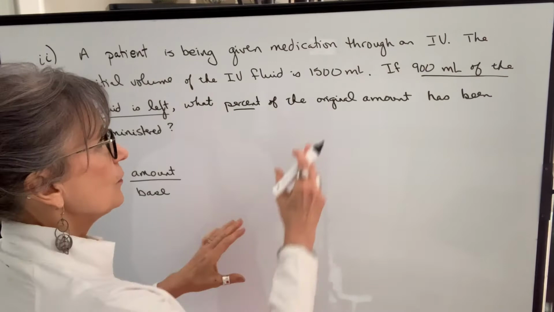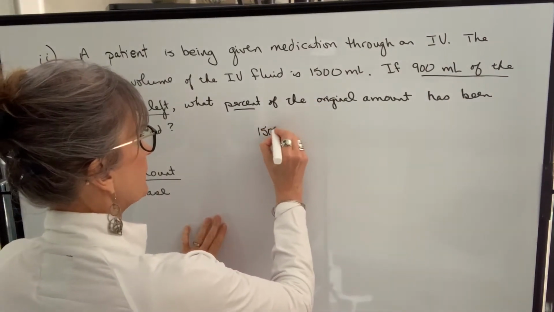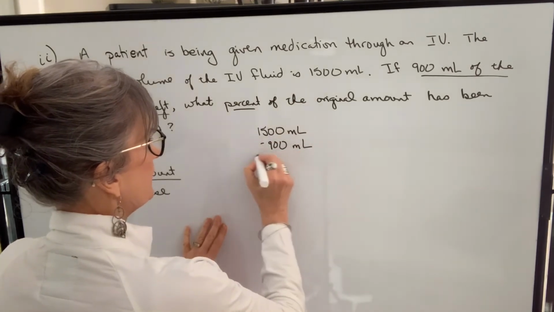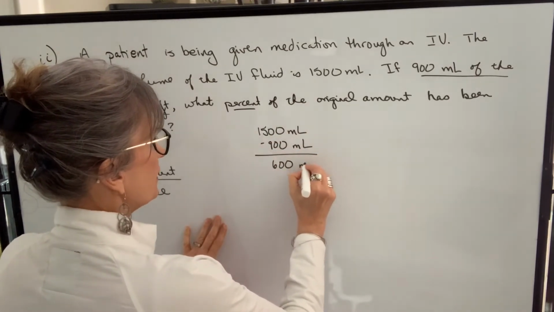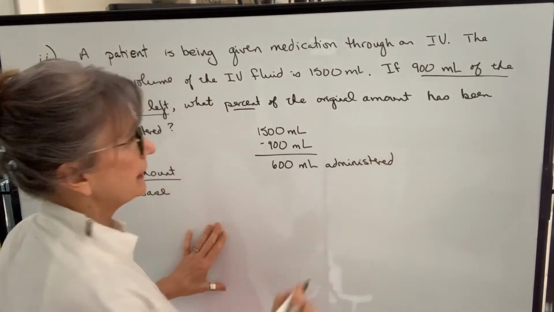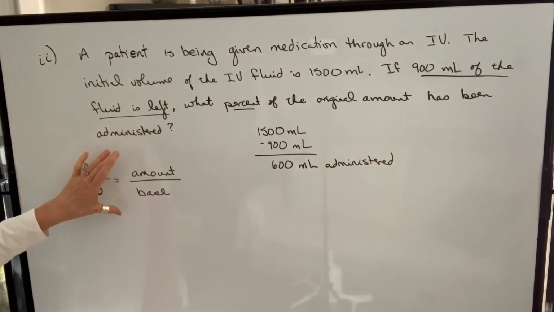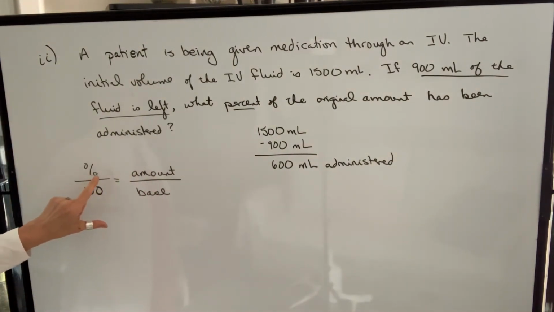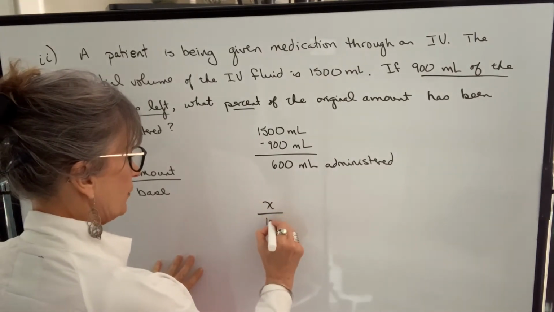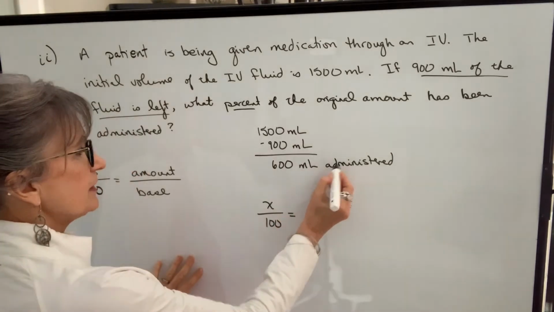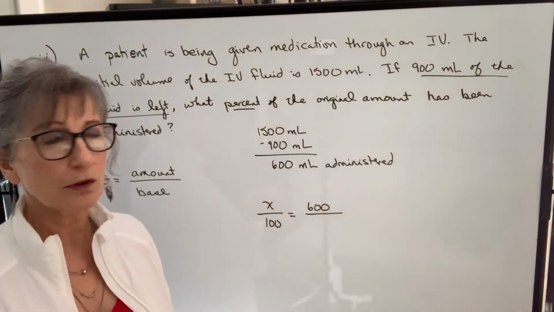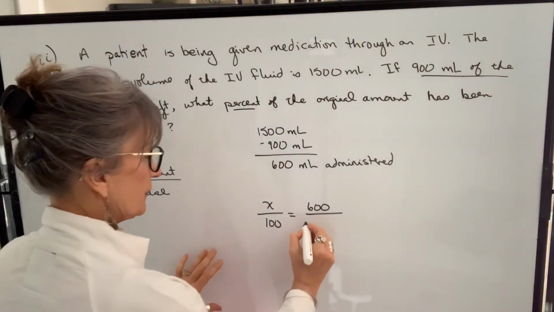So in this case, we're going to have to take 1,500 milliliters minus 900 milliliters to get how much has been administered. Now we can focus on solving the question. They're asking what percent, so that's going to be our unknown. We'll call that x, goes over 100. The amount administered is 600. Out of the total, your base will be your total, so the base is 1,500 milliliters.